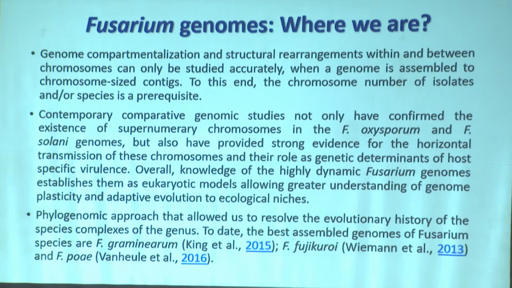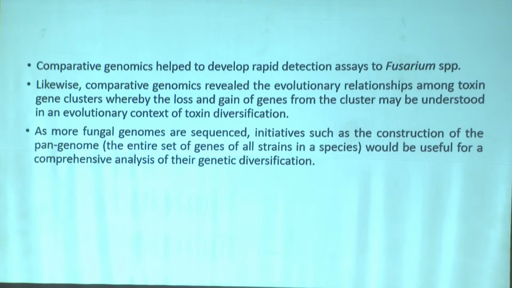For Fusarium, there are a few well-assembled genomes: by King in 2015, by Wiemann in 2013, and by Cuomo in 2016. You can read these genome papers. They are very good and give ideas on how we can proceed further. Comparative genomics helped develop rapid detection assays for Fusarium species. It also revealed the evolutionary relationship among toxin gene clusters, whereby loss and gain of genes in the cluster may be traced.